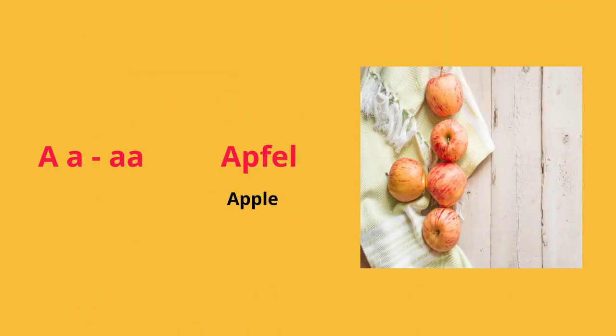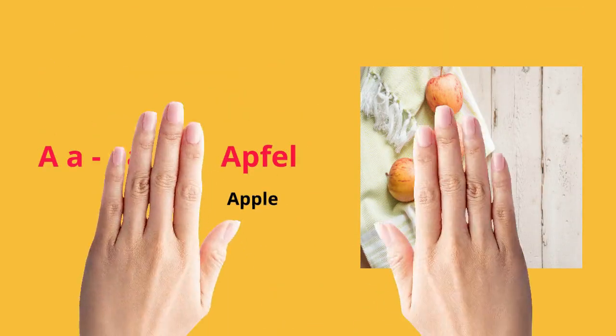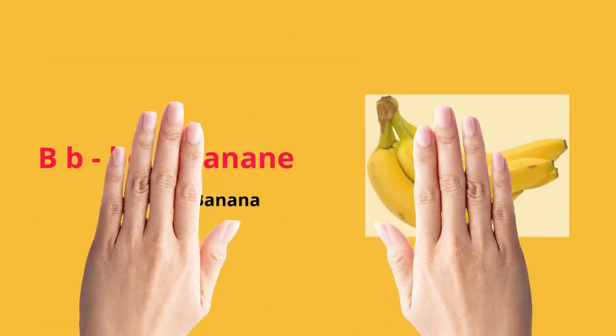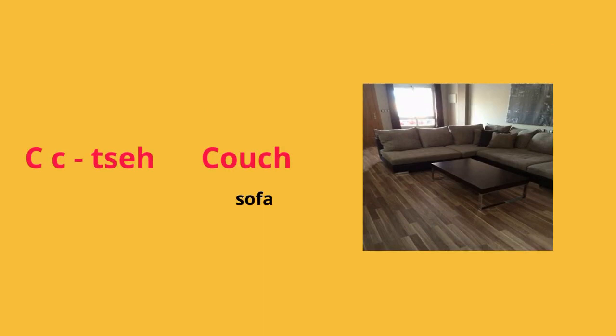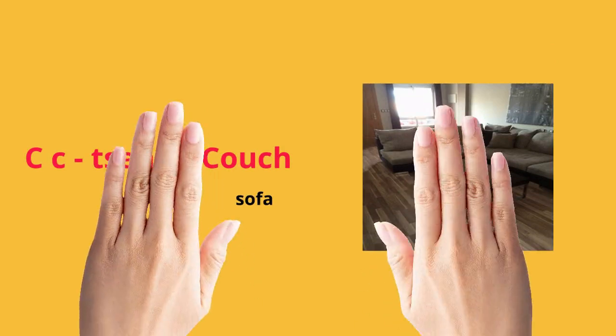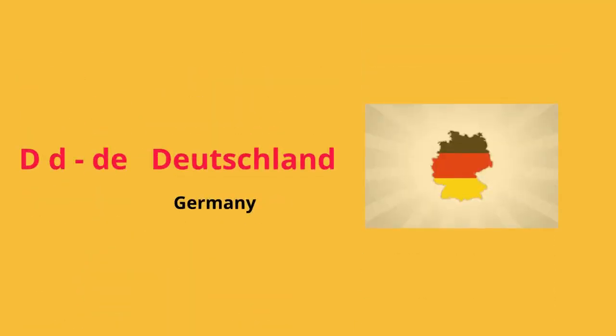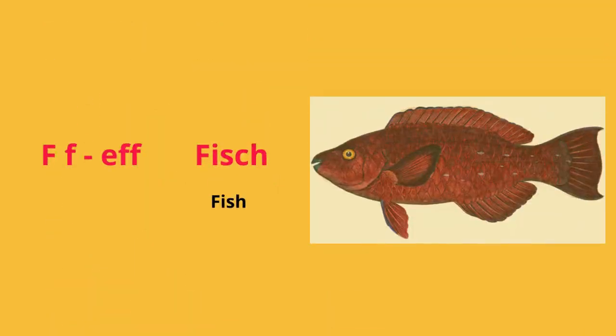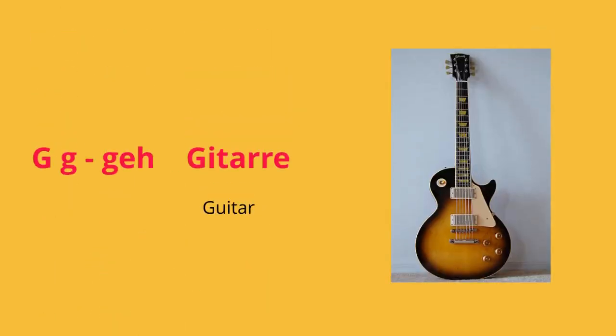A, Apfel. B, Banane. C, Couch. D, Deutschland. E, Elefant. F, Fisch. G, Gitarre.